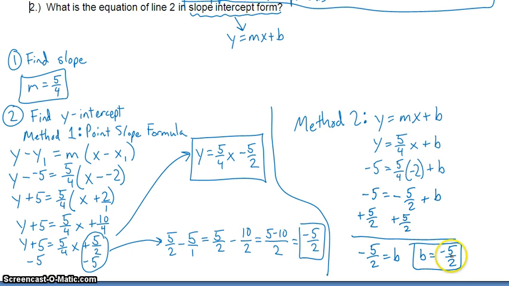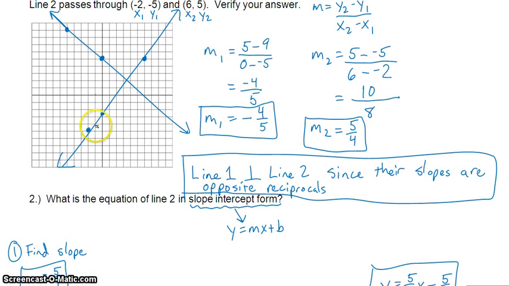The trick on method 2? Well, I'm not quite done yet. I've solved for my b. I still need to write the equation. My final answer is y equals 5/4 x minus 5 halves. Notice both methods give me the same answer, and I can check my answer by looking at my graph. This line does have a slope of positive 5/4, and it does have a y-intercept of negative 2.5, negative 5 halves.